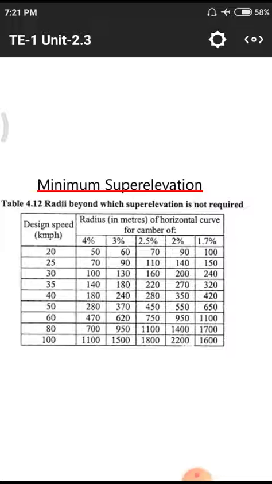The design speed is 20. We have a horizontal camber of 4%. That means 4% here is 50 mm. After that 3%, 2.5%, 2%, 1.7%. Simply, the values will decrease. Likewise, the design speed varies with 20, 25, 30, 35, 40, 50, 60, 80, up to 100 we have design speed.